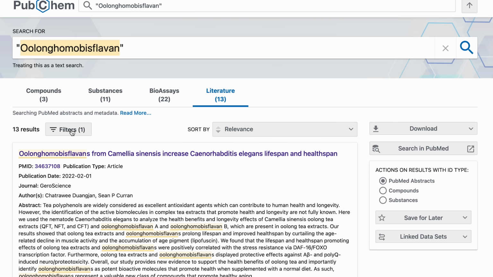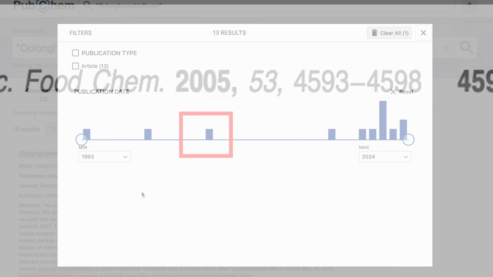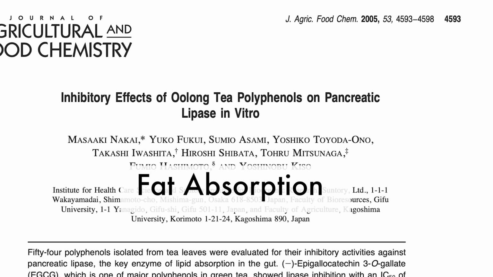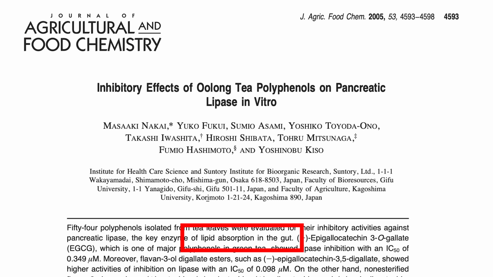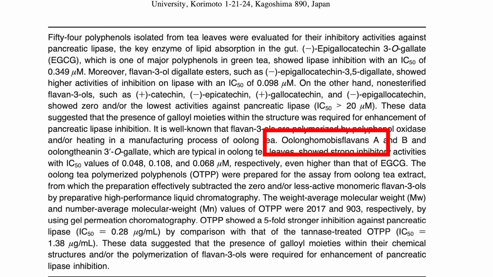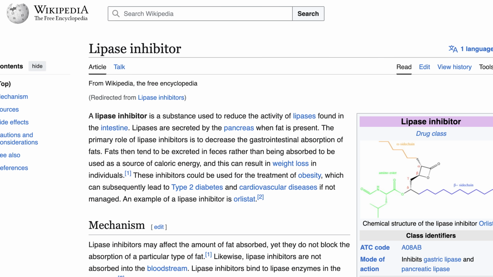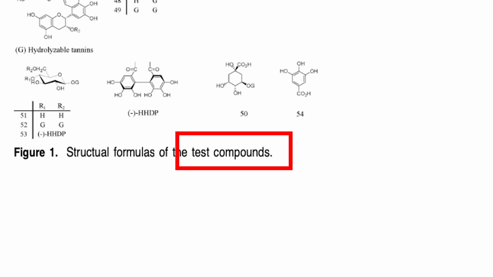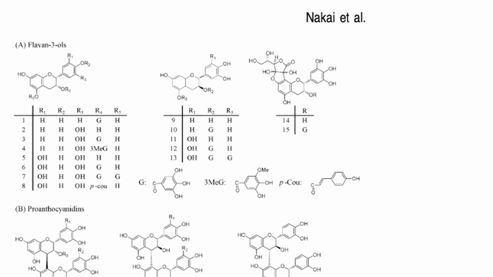By 2005, oolonghomobisflavins had turned heads for a very different reason: their effect on fat absorption. Some researchers in Japan tested the ability of oolonghomobisflavin to inhibit lipase. Lipase is the enzyme in our digestive tract that allows us to absorb fat from the food that we consume. It's different now, but in the pre-GLP era, weight loss strategies often focused on inhibiting digestive enzymes like lipase and glucosidase. They compared the lipase inhibition activities of a range of tea-derived polyphenols.